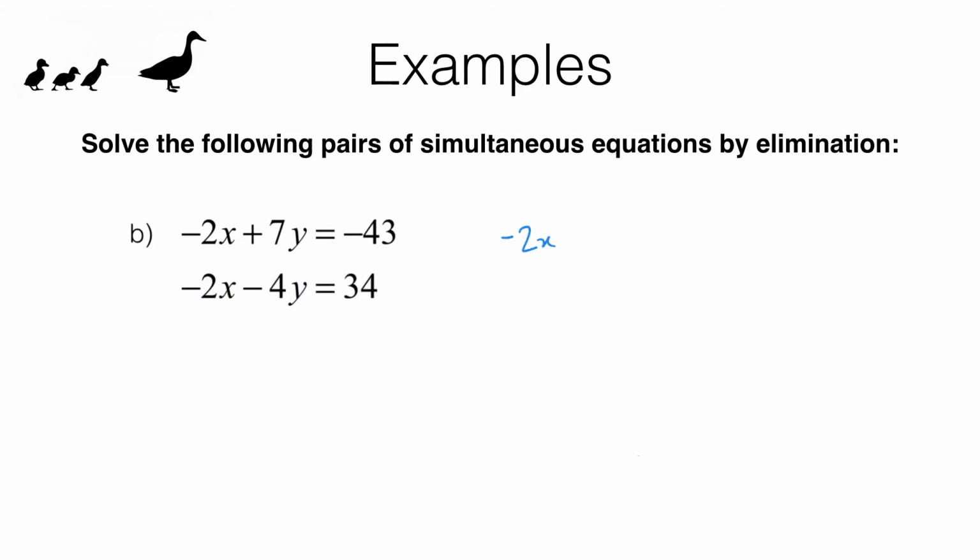So that's negative 2x plus 7y equals negative 43. I haven't changed that equation. But this one here, multiplying through by negative 1, I'm going to have negative 1 lots of negative 2x, which is positive 2x. And I'm going to have negative 1 lots of negative 4y. So that gives me plus 4y here. And that's going to equal negative 1 lot of 34, which is negative 34. All I've done is multiply both sides of the equation by negative 1. So it's still a valid equation.